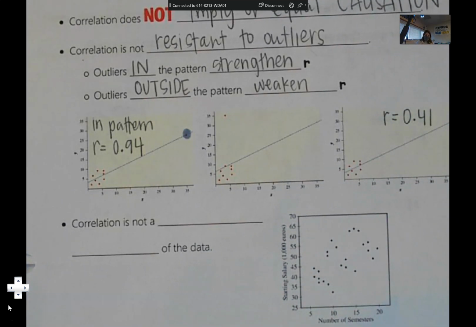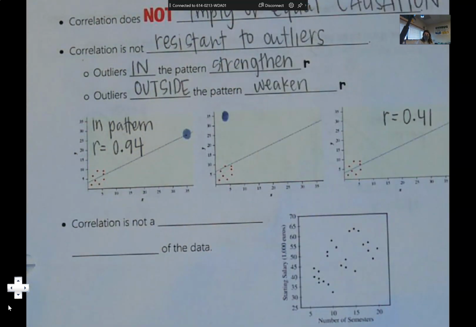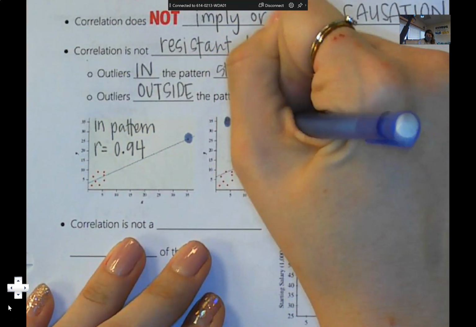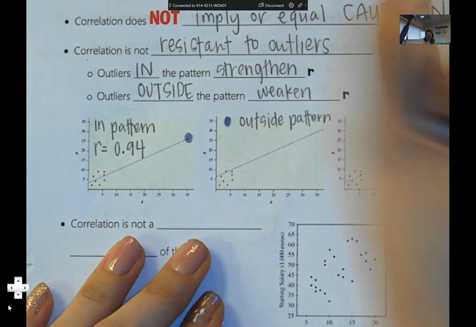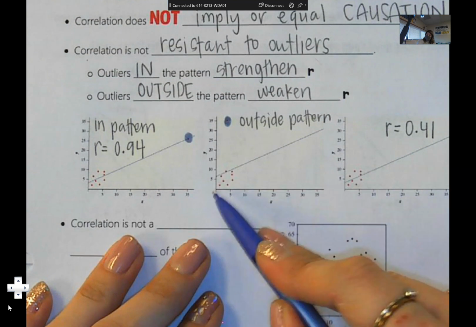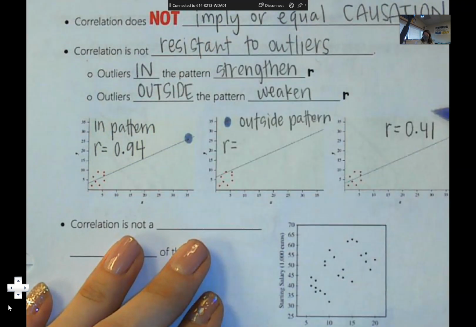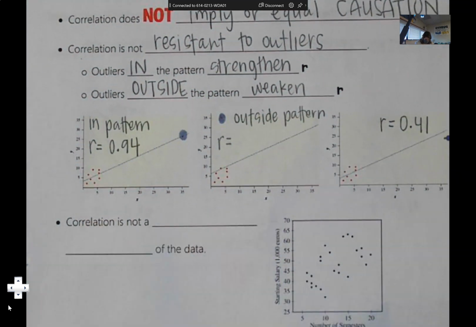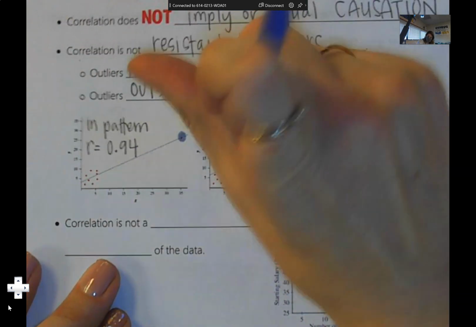The opposite, though, happens here. So that outlier is outside the pattern, so far away from this line. Your R goes from, remember this is the original, 0.41 to 0.11.